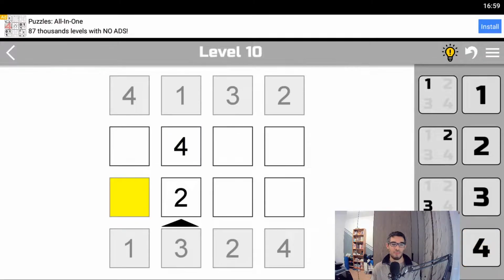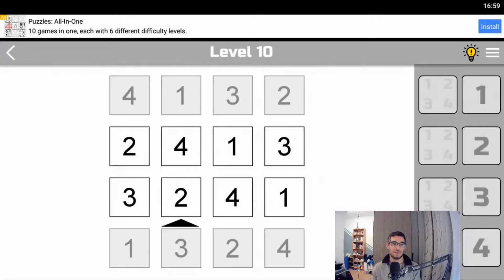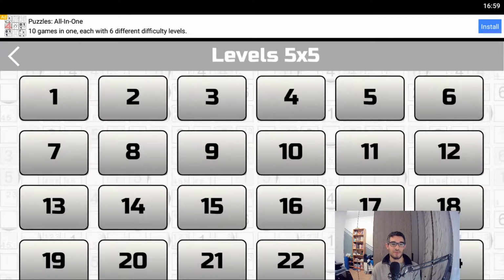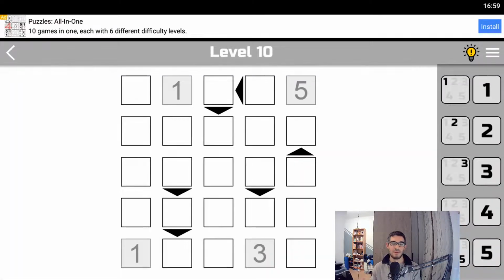Then you use this logic to fill all the other spots. For example, see here you have 1, 2, and 4, so that means this one is a 3, so that it doesn't get repeated. This one must be a 2, and then slowly you just fill all the columns, and this is just the easiest. Then if you go to 5, the difference is that now you have one more number.